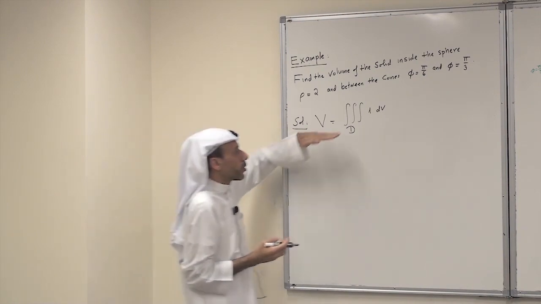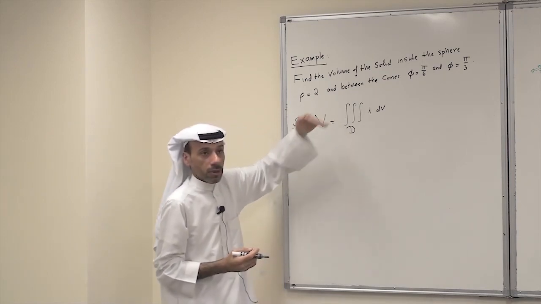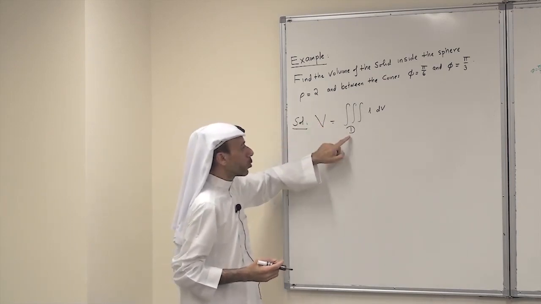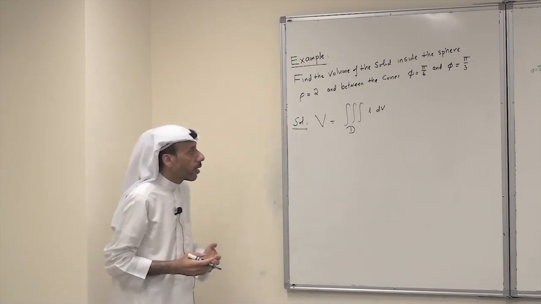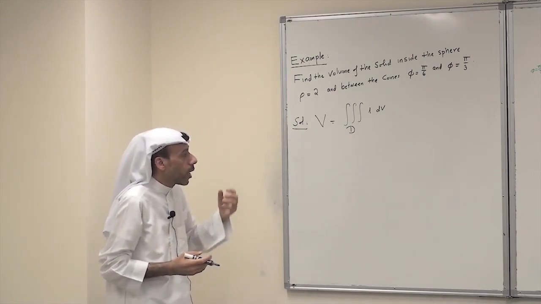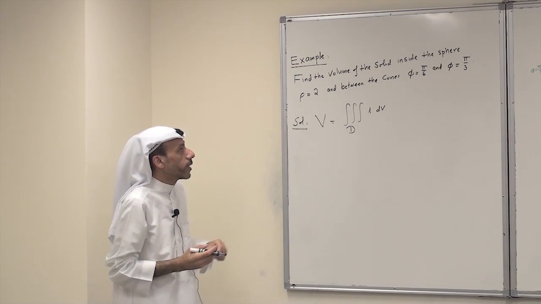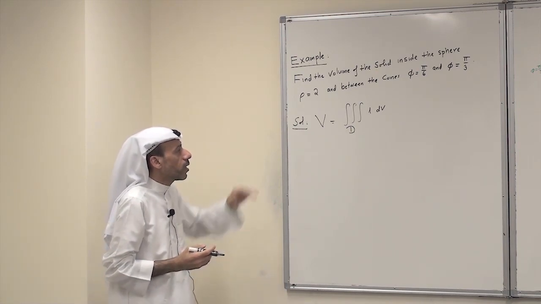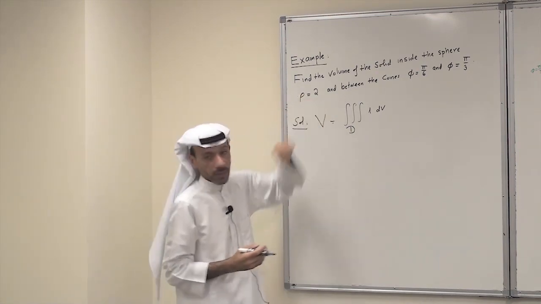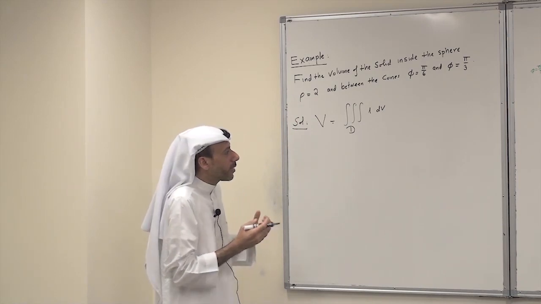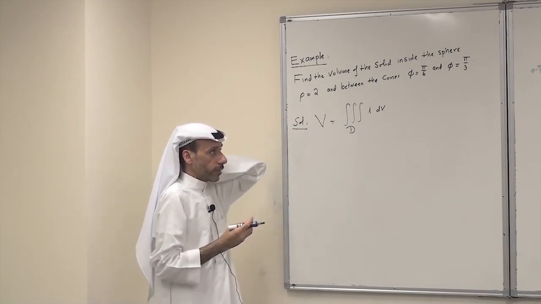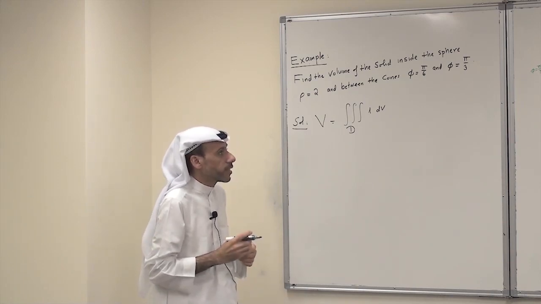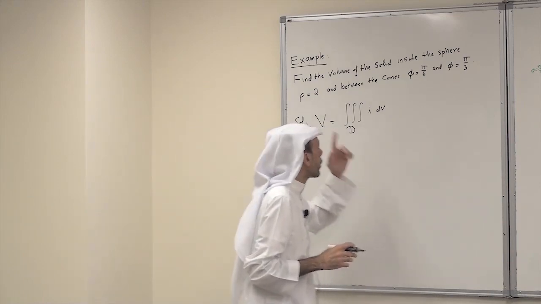The next step is to set up the limits of integration. For that, we need to describe the set D in spherical coordinates. To describe the solid D in spherical coordinates, we try to sketch the solid, and then from the graph it will become very easy to describe it. So now we graph this solid.